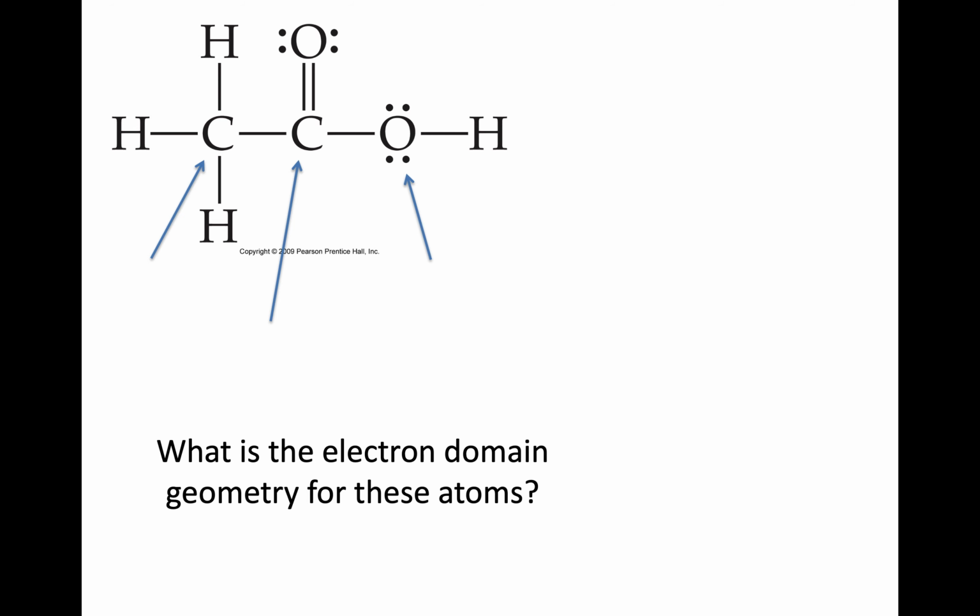So let's give it another try. What is the electron domain geometry for these atoms? The first carbon, the second carbon, and the oxygen. What is the electron domain geometry for each of those? The first one appears to be tetrahedral with four electron domains. The second is trigonal planar with three electron domains. The oxygen is tetrahedral. Let's be careful. We're looking at the electron domain geometry. I have two sets of lone pairs and two single bonds. That's a tetrahedral electron domain geometry.